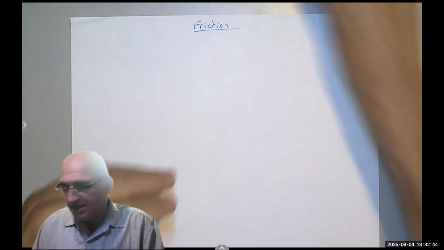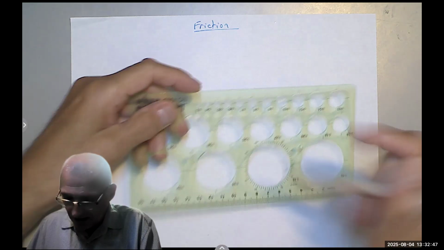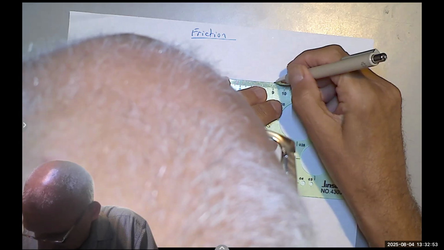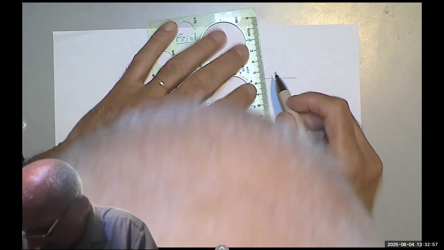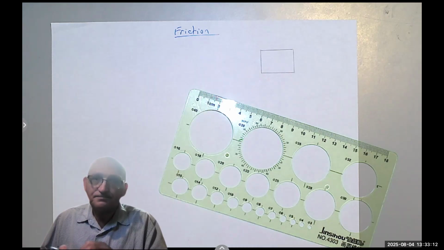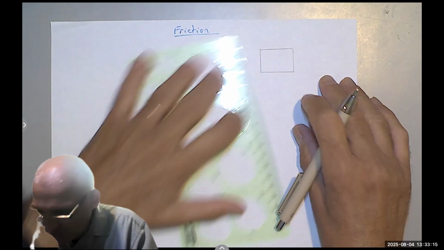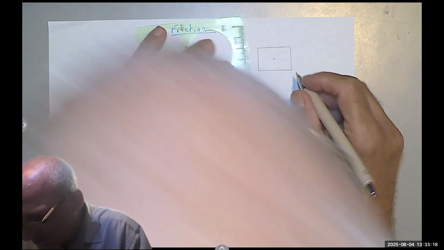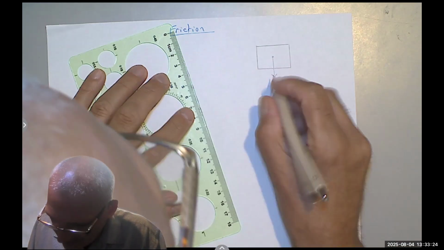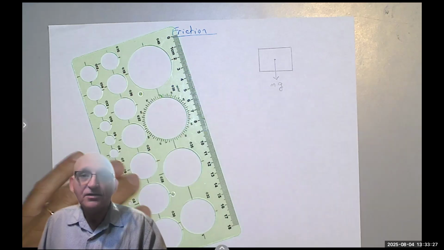Let's take a very simple case. I have a horizontal table or surface, and then I place on top of it a box. Let's say a small box like that. And I ask you, how many forces act on this box? Of course, we have the weight. The weight goes through the center of gravity. And the weight here is the mass times g, Earth acceleration.